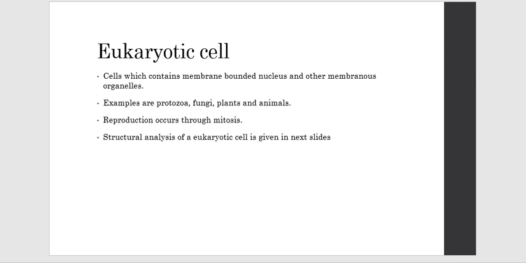Now come towards the eukaryotic cell. Eukaryotic cells are somewhat more complex than prokaryotic cells. So let's start. Cells which contain membrane-bound structures and other membranous organelles are eukaryotic cells.